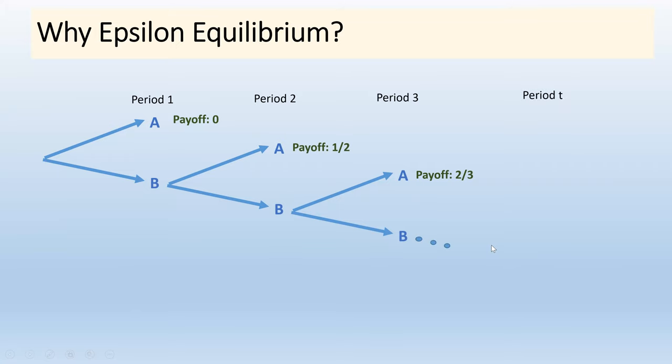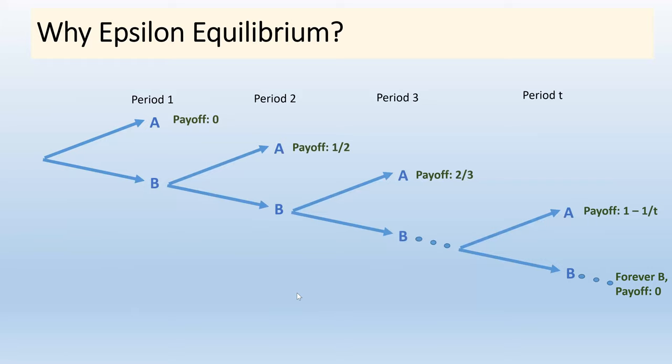Generally speaking, if you choose A at period T, then your payoff is 1 - 1/T. But if you choose B forever, then you get a payoff of zero. So of course you can get as close to one as you wish. You just choose B enough times, and then you choose A. So you can approximate the payoff of one as closely as you wish, but there is no strategy that gives you exactly one. So there is nothing that is an exact equilibrium, even for the player with himself.